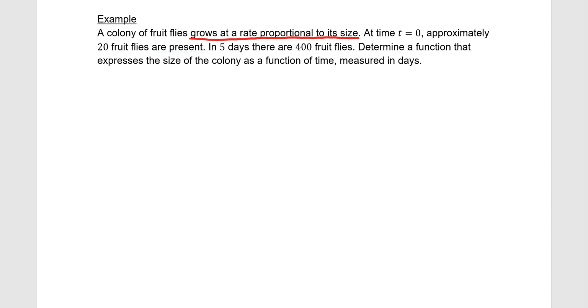So let's see what's given to us here. Well, the first thing that I would write down is that P of t equals P naught times e to the kt, and that is from the fact that it's exponential. It grows at a rate proportional to its size. And we are given at time 0, there's 20 fruit flies. That means P of 0 equals 20. And then 5 days later, P of 5 equals 400. So obviously we're assuming that t is time in days here.